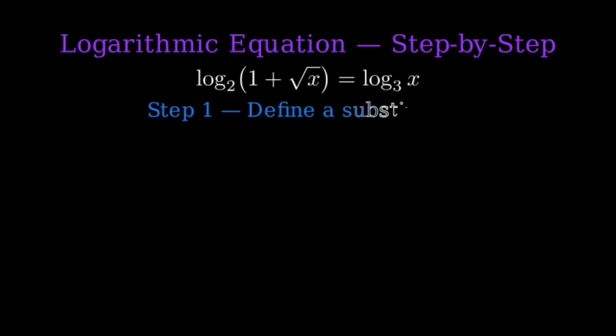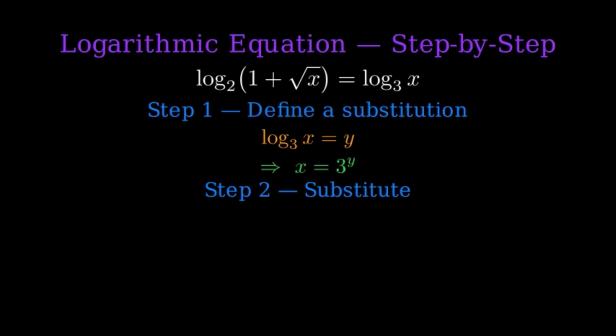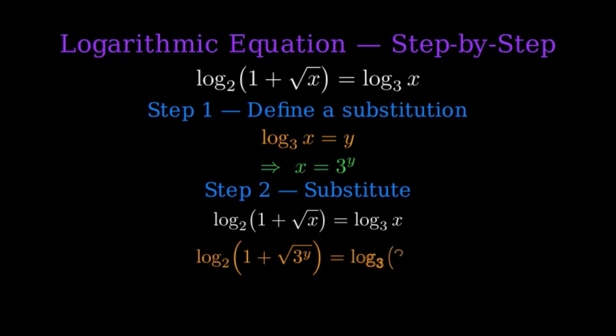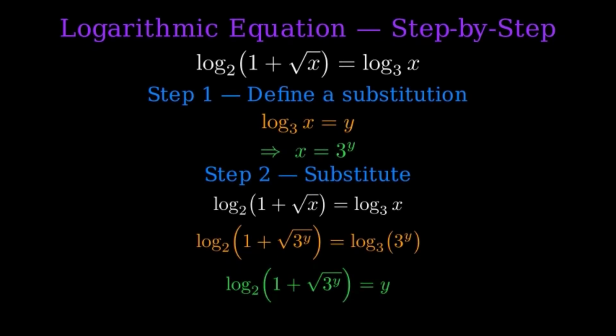Step 1. Define the substitution. Let y equal log base 3 of x. Then, by the definition of a logarithm, x equals 3 to the y. Step 2. Substitute into the original equation. Start from the original equation. Replace x by 3 to the y and log base 3 of x by y. This simplifies to log base 2 of 1 plus the square root of 3 to the y equals y.